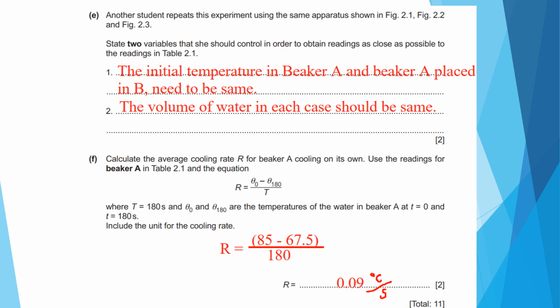So E part, another student repeats this experiment using the same apparatus shown in figure 2.1, figure 2.2 and figure 2.3. State two variables that she should control in order to obtain readings as close as possible to the readings in table 2.1. So two variables that we have to keep constant: first one, the initial temperature in beaker A and beaker A placed in B need to be the same. And the second point we can write is the volume of water in each case should be the same. Then our readings will be as close as possible to the readings mentioned in table 2.1.